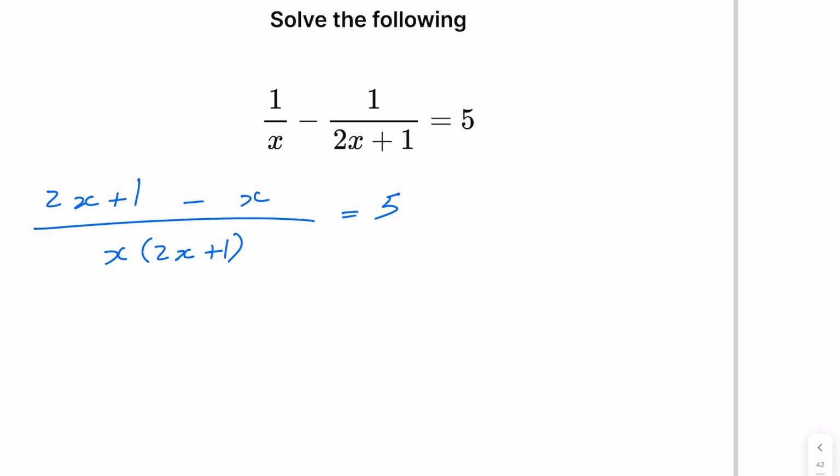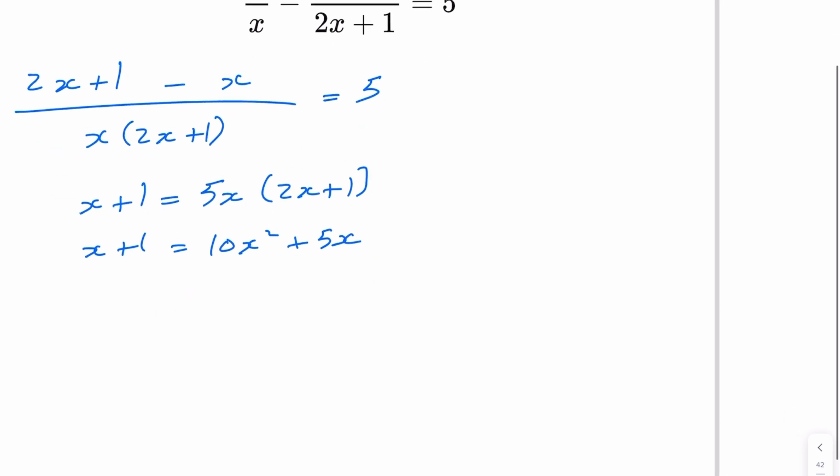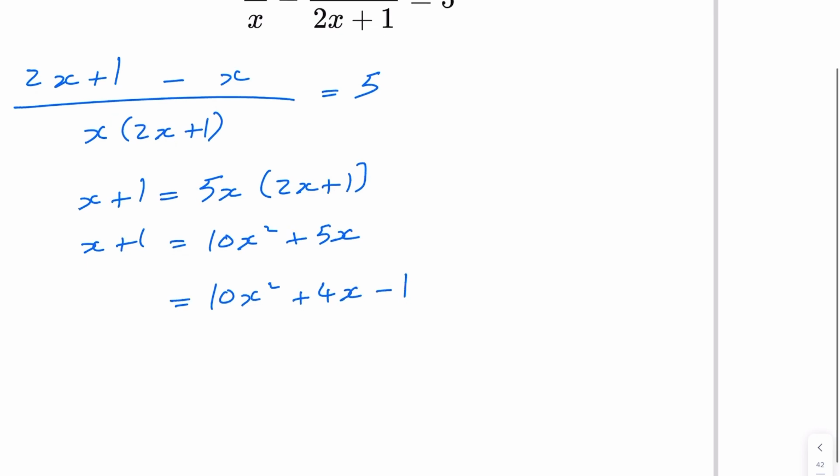So at the top, we can collect the like terms. So that gives us x plus 1. And then on the right, we can move that over. So that's 5x bracket 2x plus 1. You can expand that out. So that's 10x squared plus 5x. And now we can move these terms over. So that's 10x squared plus 4x minus 1.